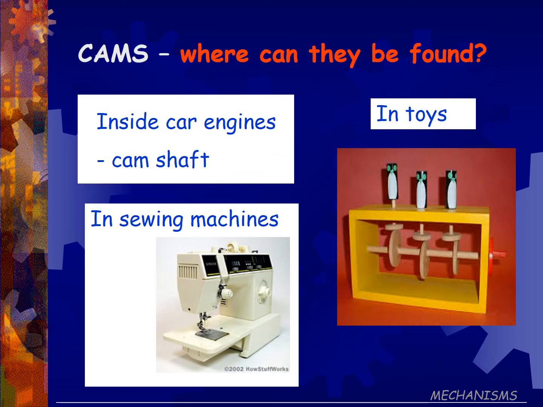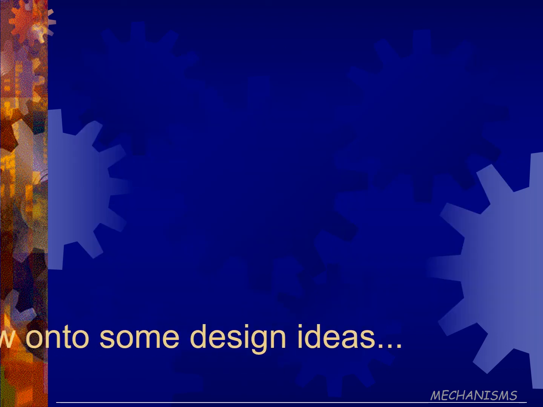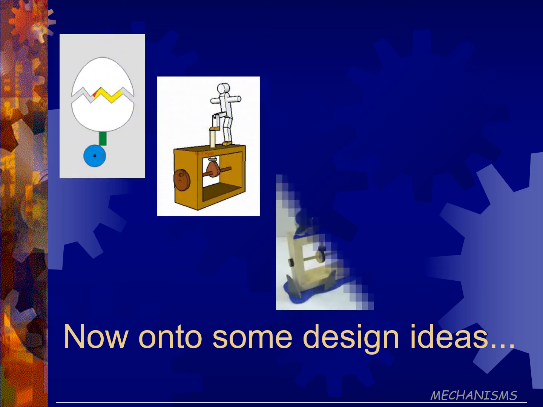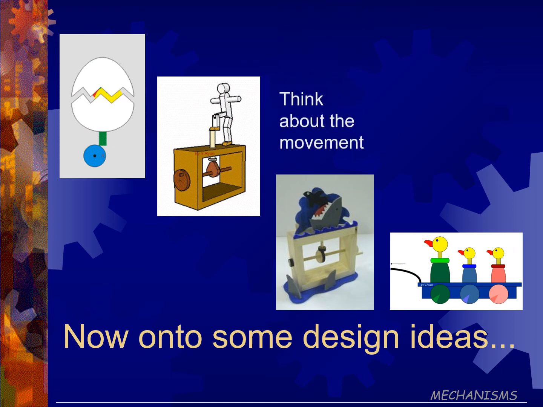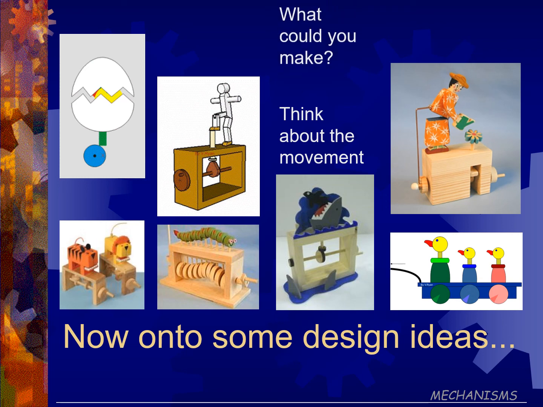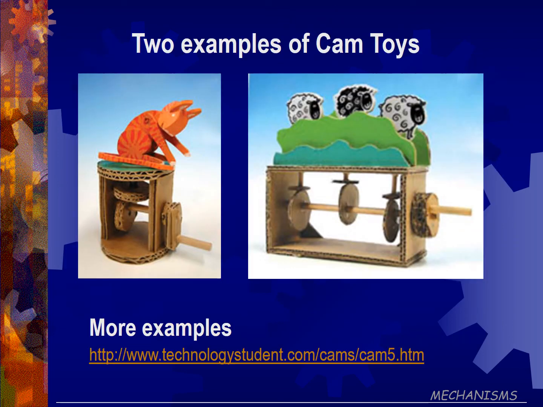Some examples where you can find cams useful in machines are usually sewing machines. You can find them in toys as well. These are some more design ideas that you can make use of cams. Basically, they are now quite widely applied in toys, and all of them end up quite interesting. You can always go to this link to look at more examples of how some students have used cams in their toys.